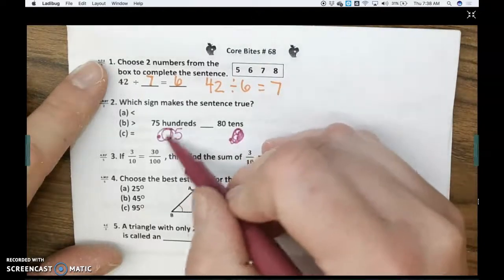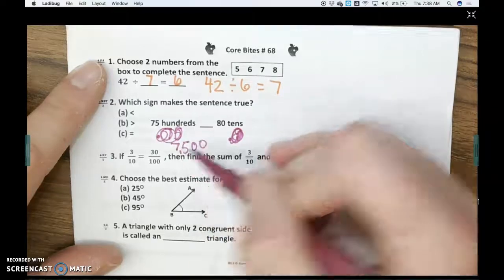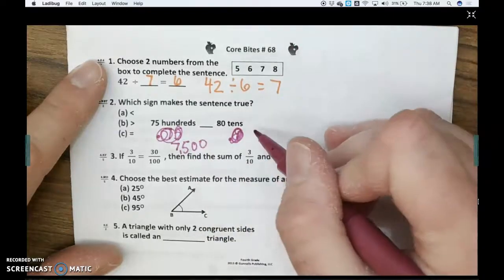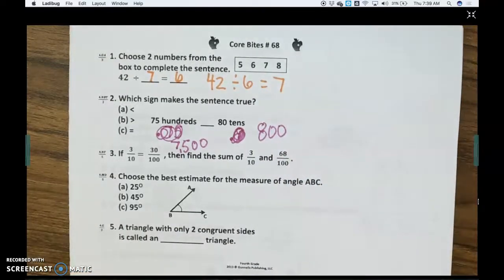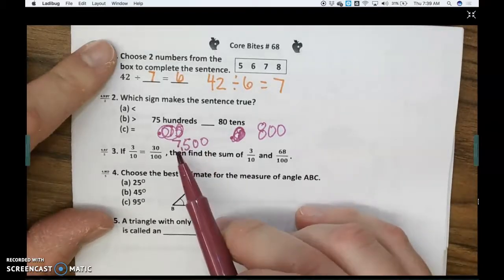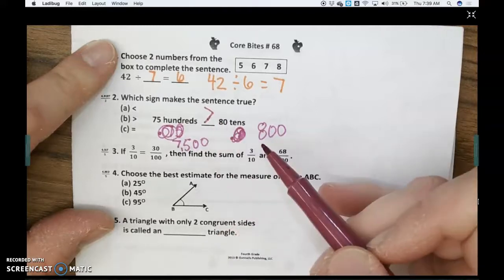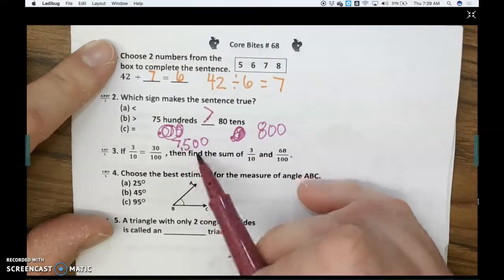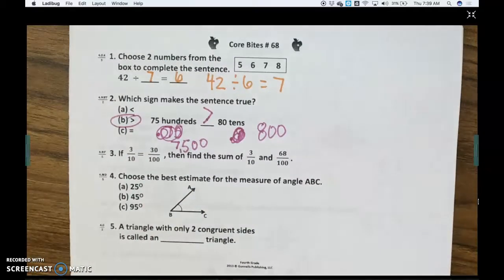They're actually doing a larger number, so they're saying 7,500, so that'd be 7,500. And then they're saying 80 tens, and they're saying 800. That's what they're doing. I thought they were talking about fractions. Okay. So if you look at it that way, then you have 7,500 and 800. So definitely the 7,500 is larger because it's a 4-digit number compared to a 3-digit number. So your answer would be B, greater than.